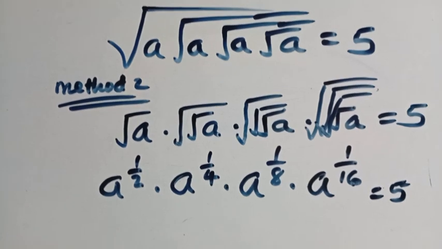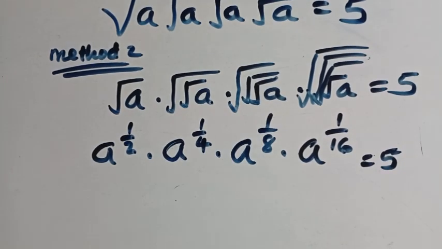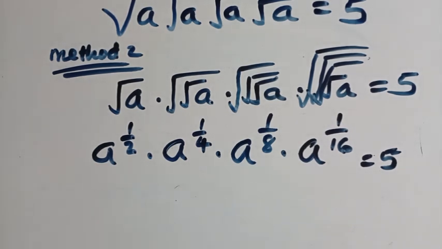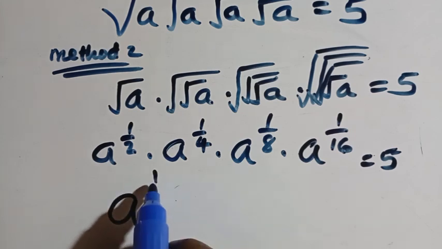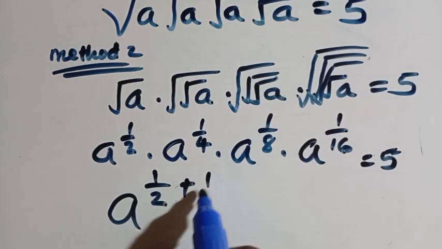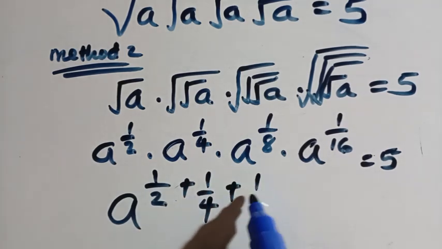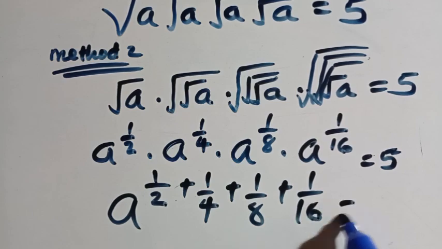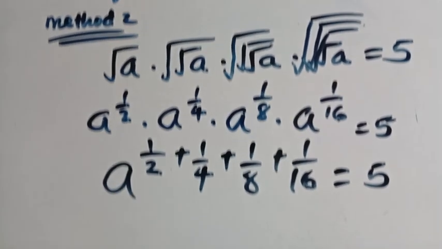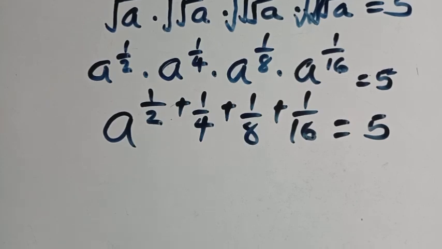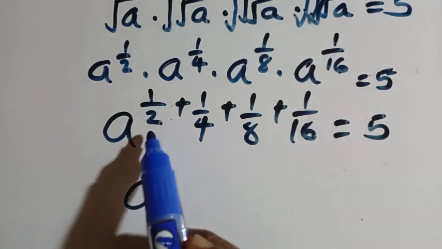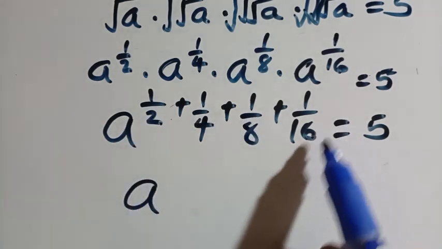Then from here, we are going to apply the rule of indices. We have the same base and different powers, so we take one base and add the powers together. So here we are going to have a raised to the power of 1 over 2 plus 1 over 4 plus 1 over 8 plus 1 over 16 equals 5. And from here, you can see a raised to the power of 1 over 2 plus 1 over 4 plus 1 over 8 plus 1 over 16.